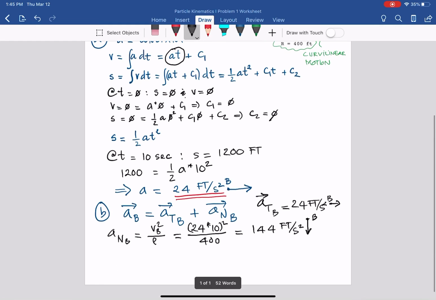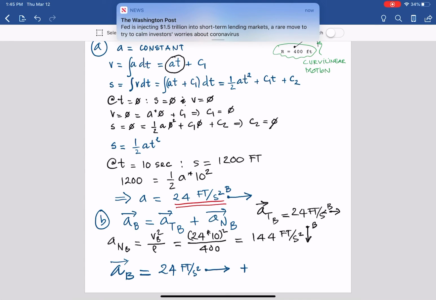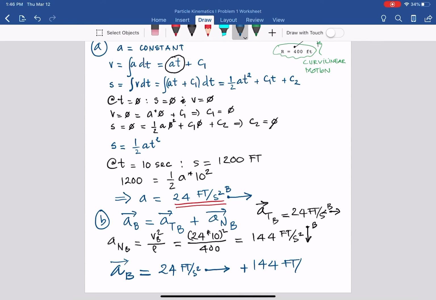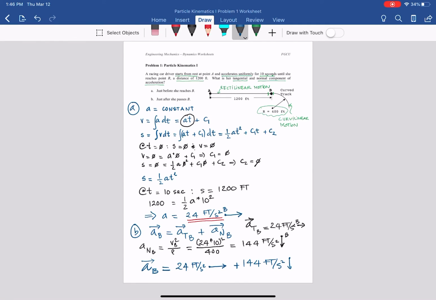So, bottom line, we have two components. The acceleration at point B just after C passes B has a tangential component equal to 24, which is horizontal going to the right, and a normal component of 144 feet per second squared, directed toward the center. That is basically the solution for problem 1 of practical kinematics.